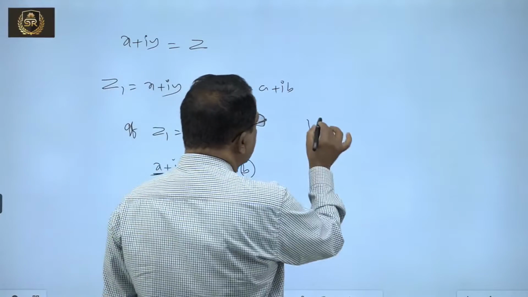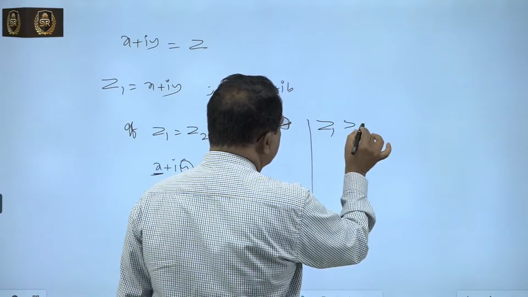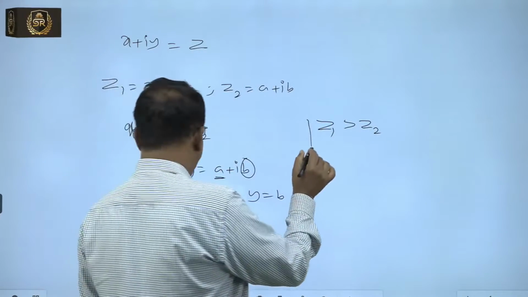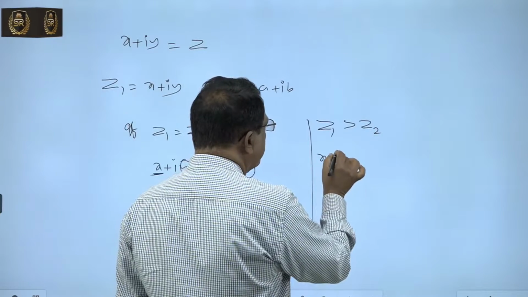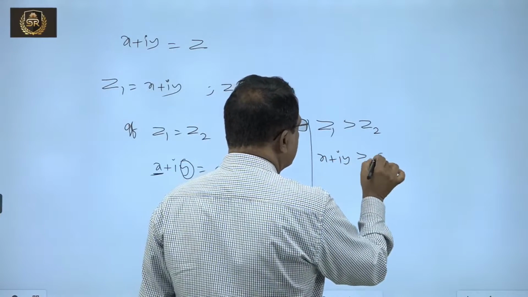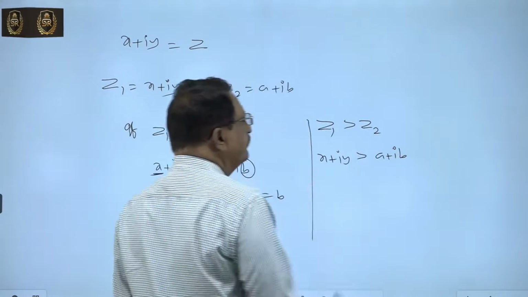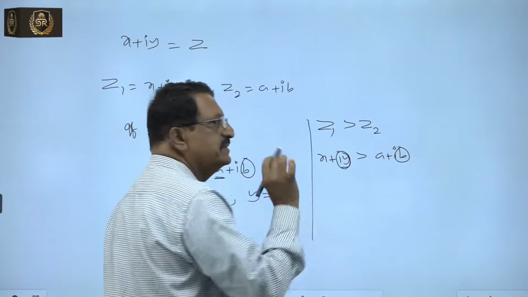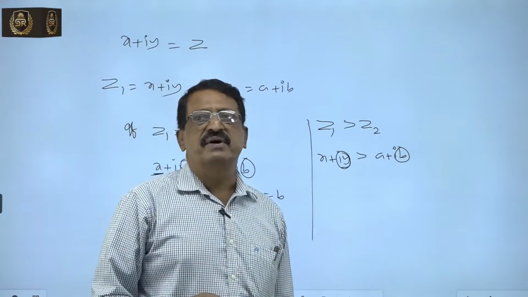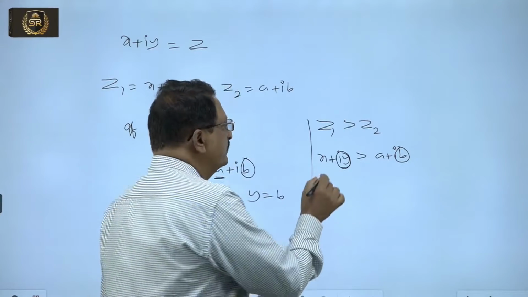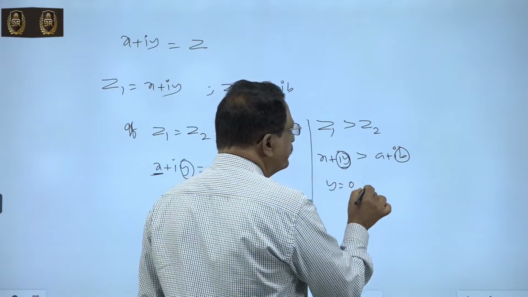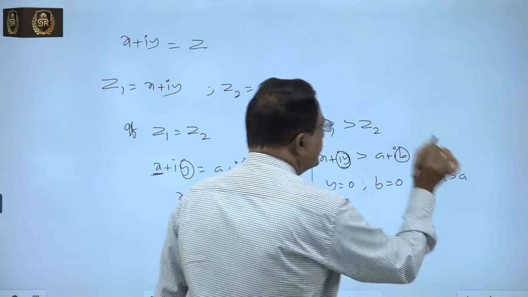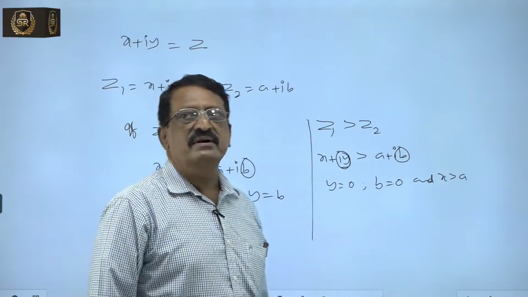Next, suppose z1 is greater than z2, first complex number greater than second complex number, means x plus iy is greater than a plus ib. Now compulsorily the imaginary parts must be 0, only then it is defined, otherwise it is not defined. Means y equals 0, b equals 0 and x greater than a, only then it is defined.